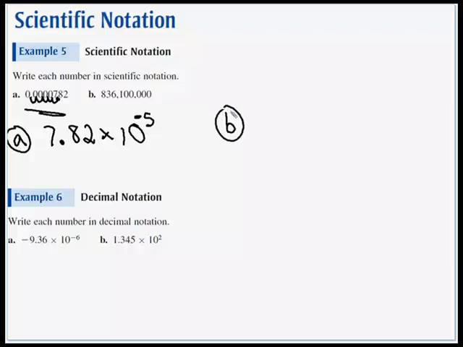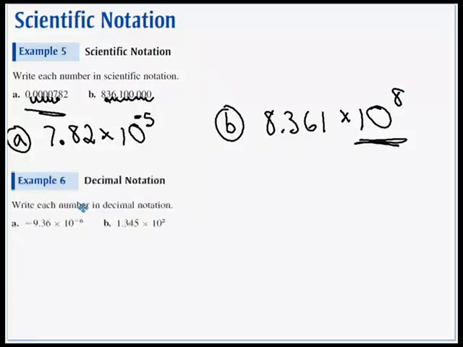For part B, we have to move the decimal 1, 2, 3, 4, 5, 6, 7, 8 spaces. And then our number is 8.361 times 10 to what power? Well, we had to move that decimal 8 places. And because this number is very big, 836,100,000, this is going to be a positive exponent. 10 to the 8th power is a very big number.